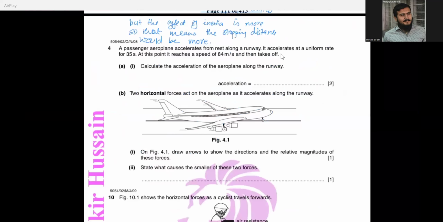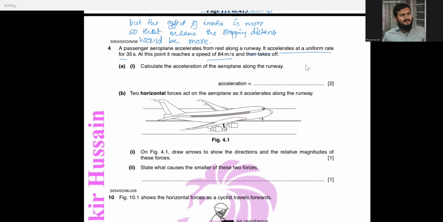This is another question which you people must have done. A passenger aeroplane accelerates from rest along a runway. It accelerates at a uniform rate for 35 seconds. At this point, it reaches a speed of 84 and then takes off. Calculate the acceleration of the aeroplane along the runway.